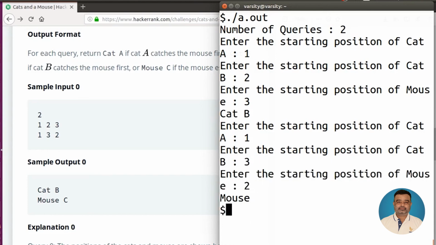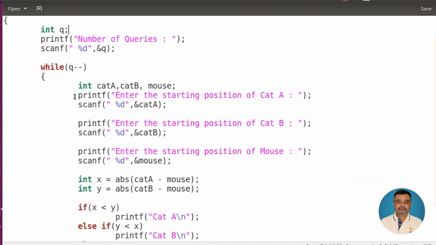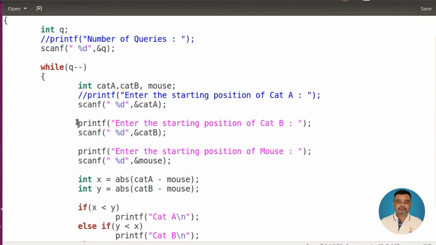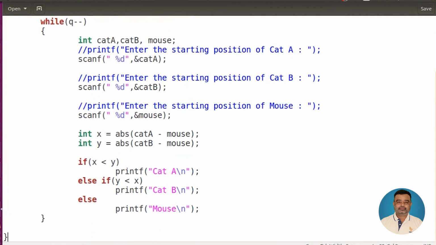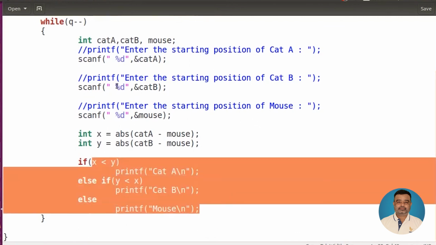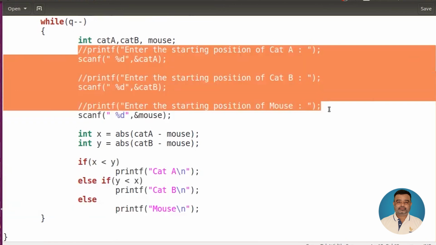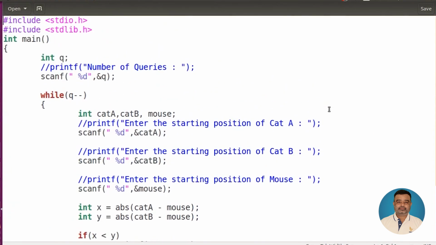Now the program is good enough to be placed in HackerRank. But the only thing is we don't require these printfs. So you can comment them out here itself, or once you paste it, you can comment all the printfs which are not required, and then take the code from here and paste it in the HackerRank environment. Fine. These printfs are required only for our understanding; these messages were not required.